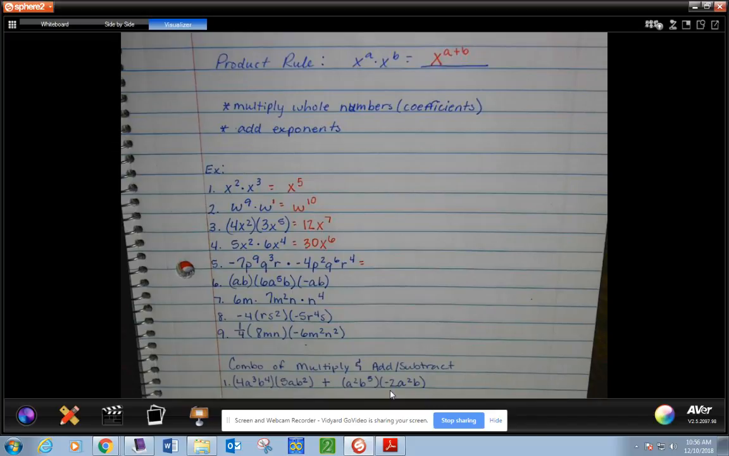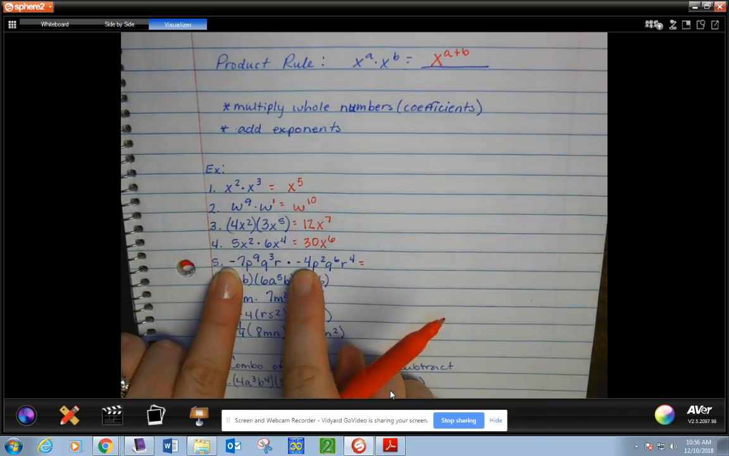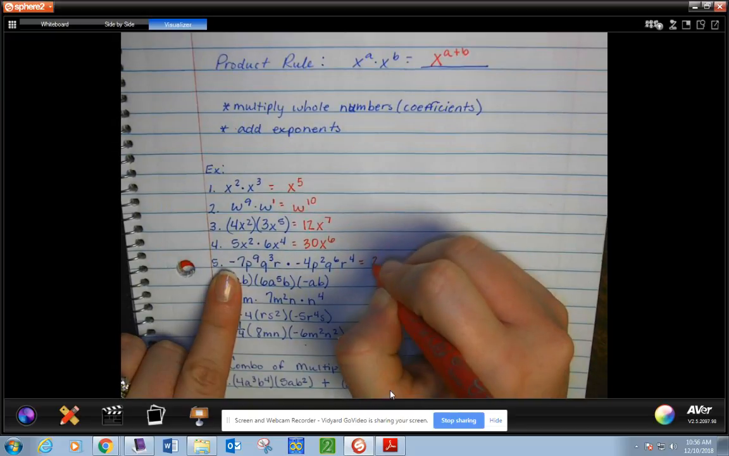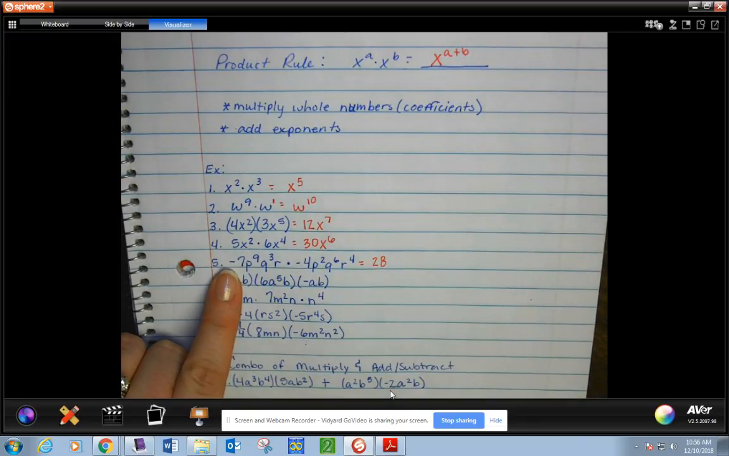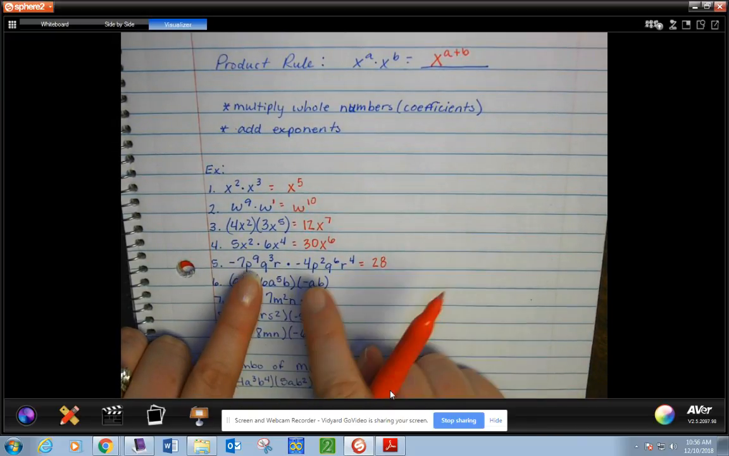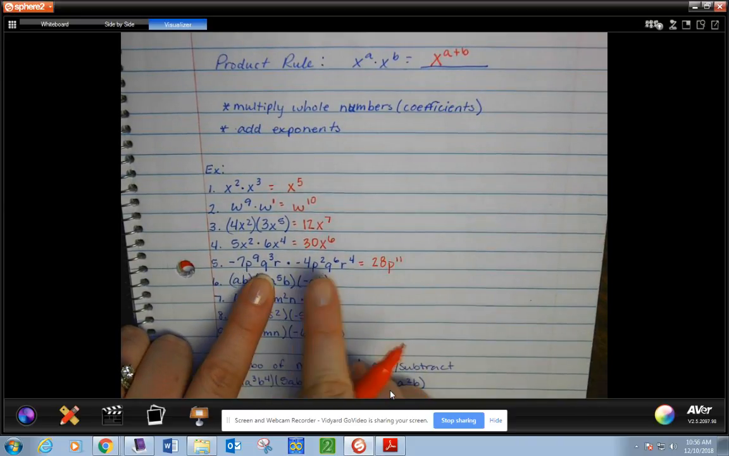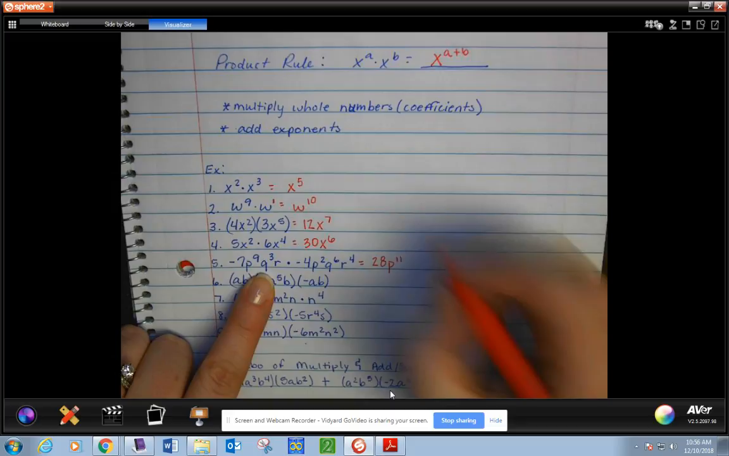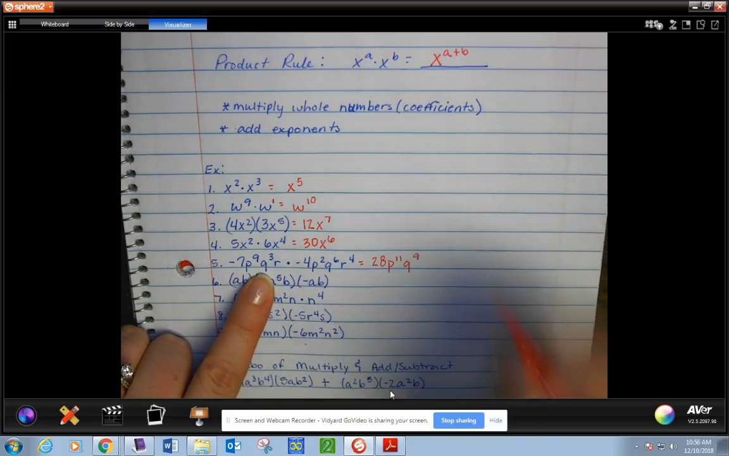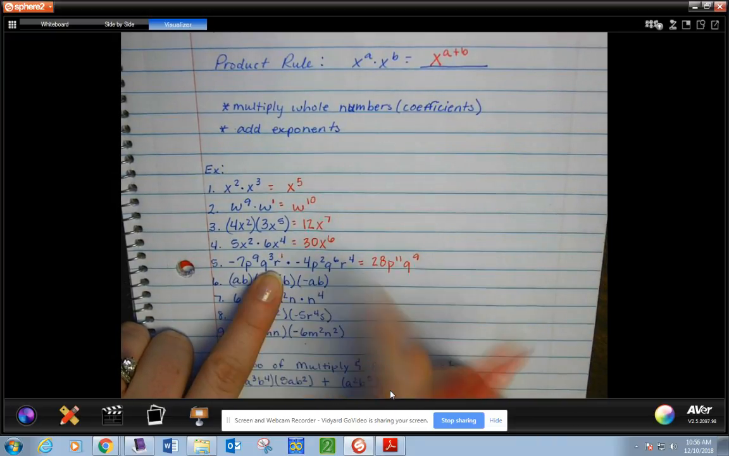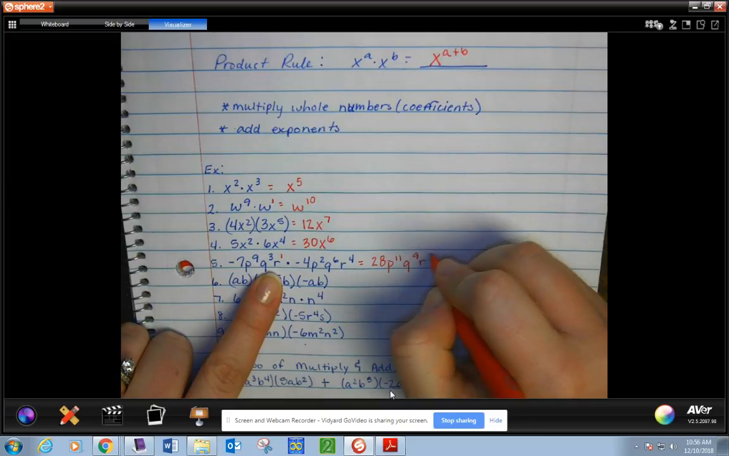Okay, for example 5, I have negative 7 p to the 9th, q to the 3rd, r, times negative 4 p squared, q to the 6th, r to the 4th. I'm going to multiply my whole numbers. Negative 7 times negative 4 is 28. And I'm going to add my letters. A p to the 9th and a p squared make p to the 11th. A q to the 3rd and a q to the 6th makes q to the 9th. And an r to the 1st and an r to the 4th make r to the 5th.